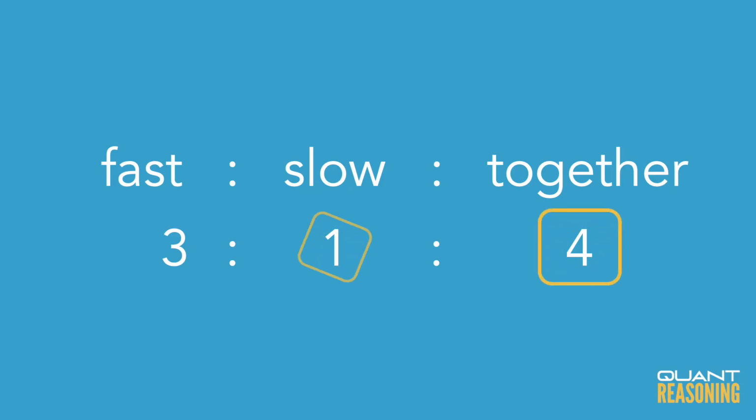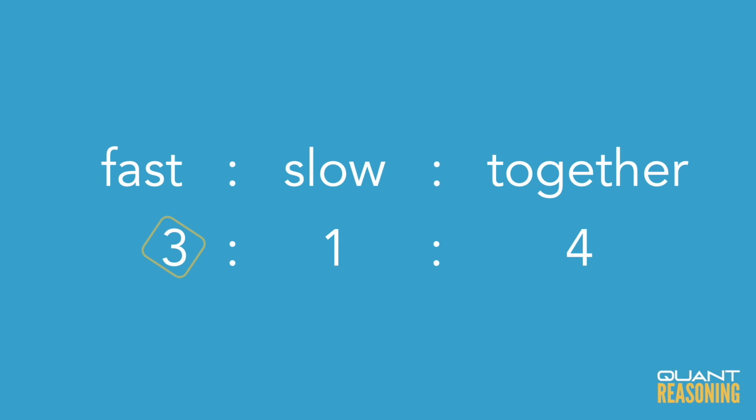All right, so we would say that together they are 4 times as fast as the slow pump on its own. We could also say that together they are 4/3 as fast as the fast pump on its own. We could say that the fast pump is 3/4 as fast as they are together. We could say the slow pump is 1/4 as fast as they are together. We can take this further.